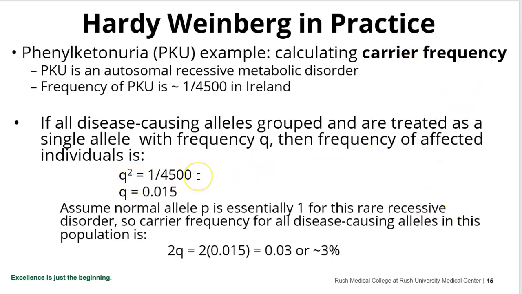So Q squared is 1 in 4,500. Q is the square root of that. And again, P is basically 1. So 2 times Q is about 0.03, about 3%. So about 3% of the population in Ireland is a carrier for PKU.